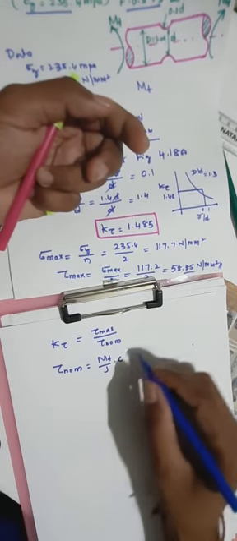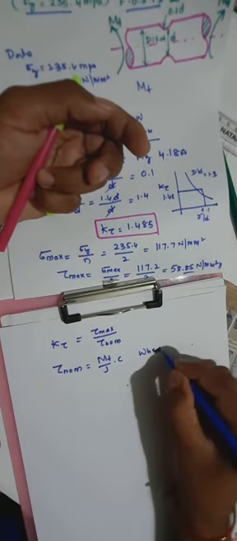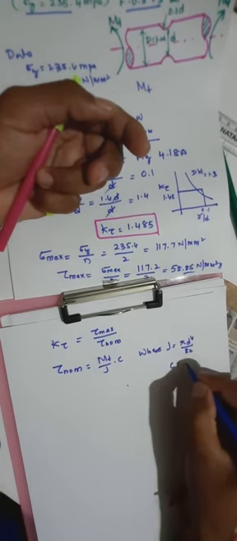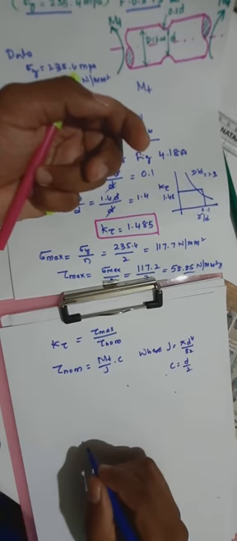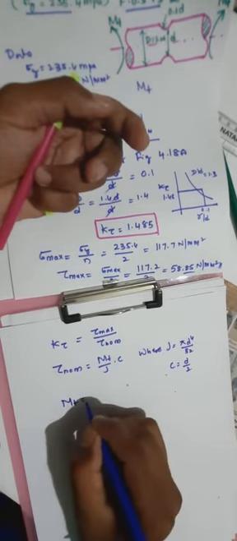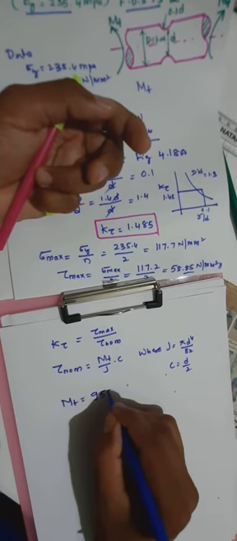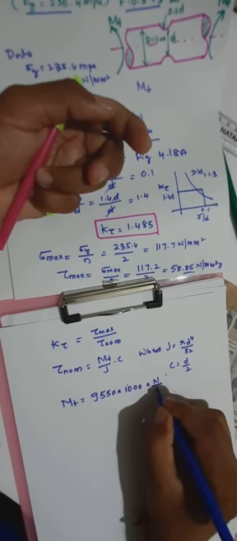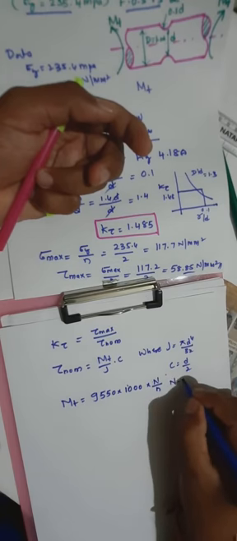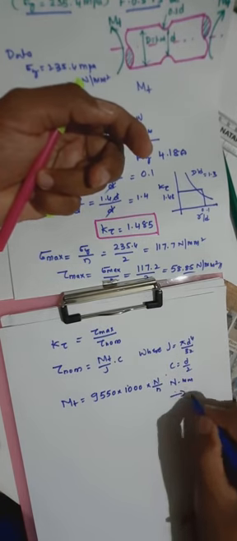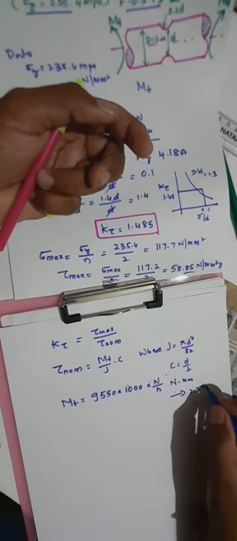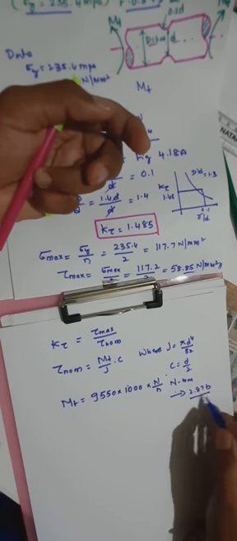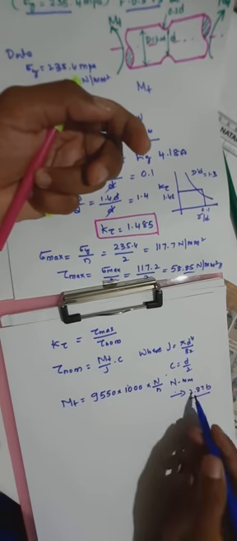Where J is equal to pi d to the power 4 divided by 32, c is equal to d by 2, and Mt is equal to 9550 into 1000 into capital N divided by small n, with respect to Newton millimeter. This is equation number 2.87b from the design data handbook.